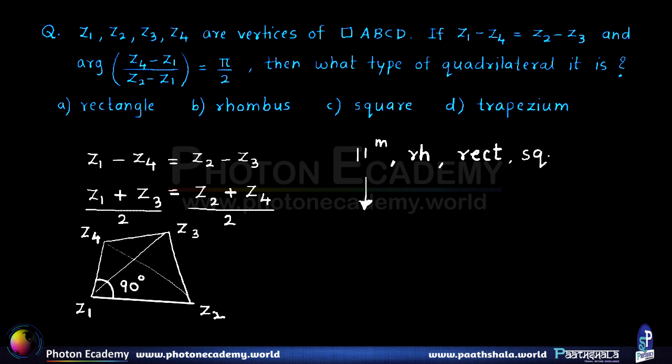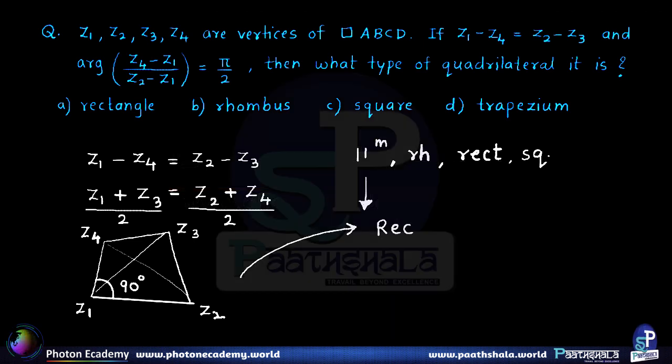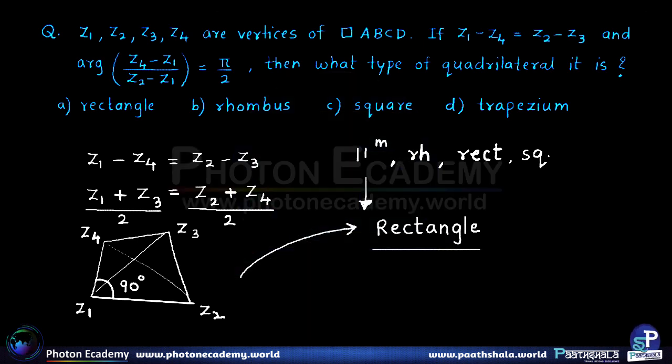Now if we couple that with the fact that one of the angles is 90 degrees, that means it's a parallelogram in which one angle is 90 degrees, then it means that the quadrilateral is nothing but a rectangle, because this is the most general statement that we can make about the type of the quadrilateral. We don't know whether that is a square or not, but it is definitely a rectangle. So therefore the answer is the quadrilateral is a rectangle.